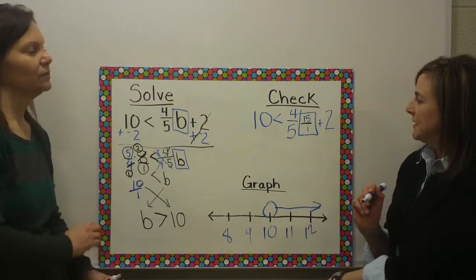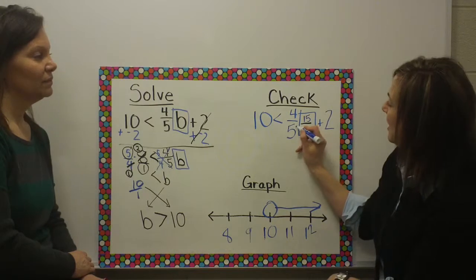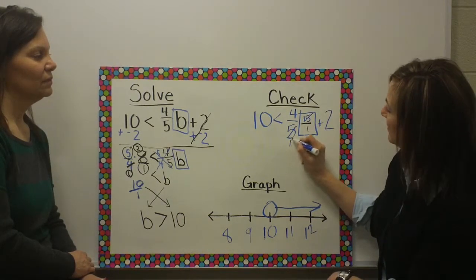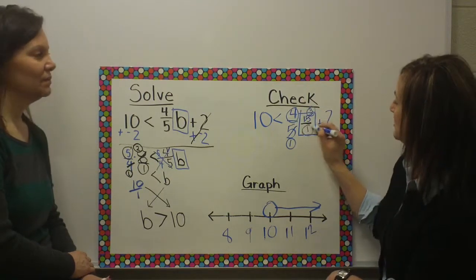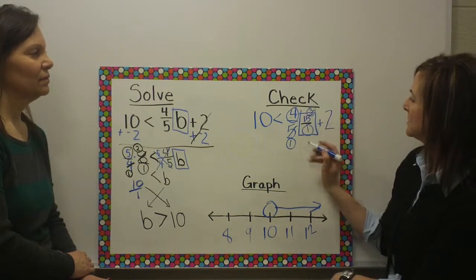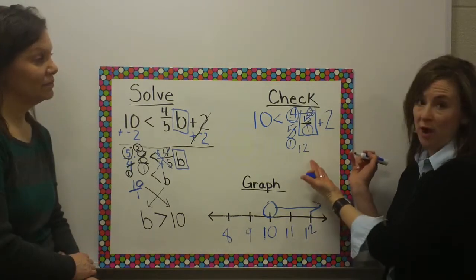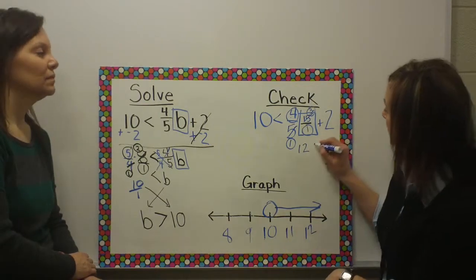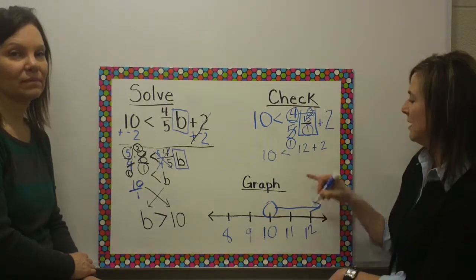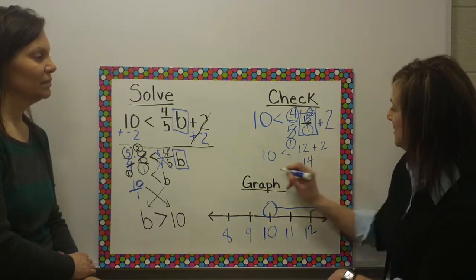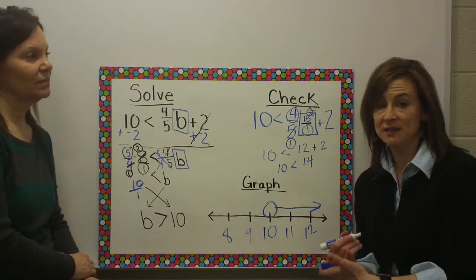So 15 it is. Because we have numbers that can be easily simplified, I'm going to divide both of these by 5, giving me a 1 over here and a 3 over here. So, repeating the process, 4 times 3 is 12 over 1, which would just be 12, because 12 divided by 1 is 12. So I'm going to bring down my plus 2. I'm going to bring down the rest of my inequality. 12 plus 2 is 14. And 10 is indeed less than 14. So I know I've done this correct.